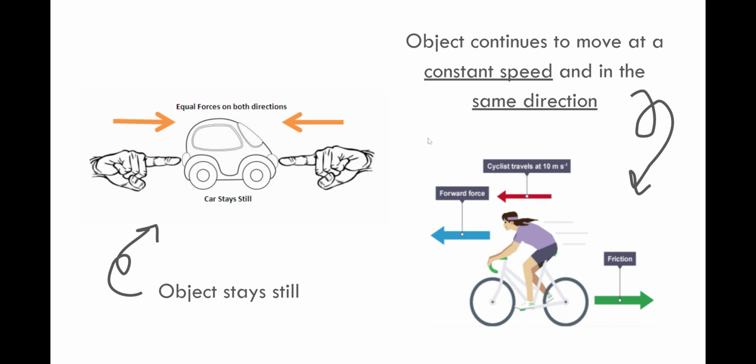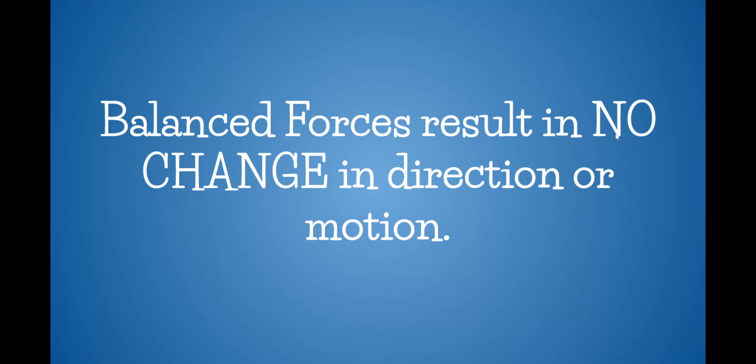It stays still. In this example, the biker has equal forces acting on her, where these 2 forces are the same size. Even though there's 2 arrows here, which means 2 forces, and 1 arrow here, these forces are equal to this 1 force. It's just that they're opposite in direction. So because they're equal in size and opposite in direction, it's not going to change her motion. She's going to stay at a constant speed, going in the same direction.